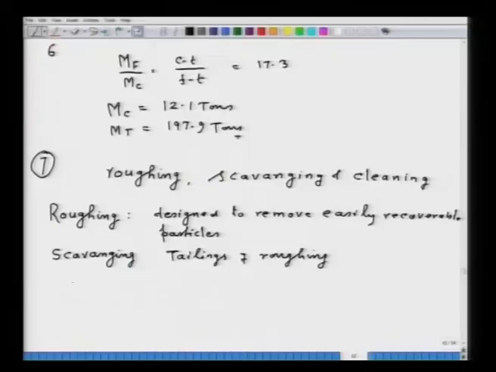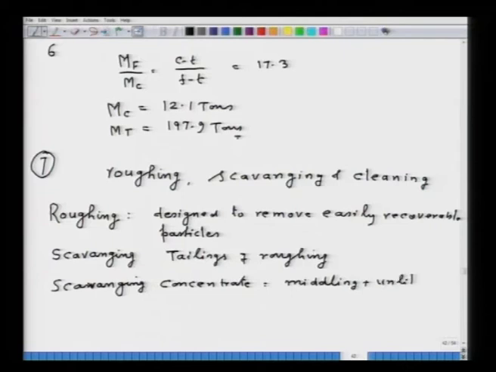The third stage is cleaning. The scavenging concentrate is equal to middling plus unliberated valuable mineral. That means it has to be ground. So, the entire circuit looks something like this.